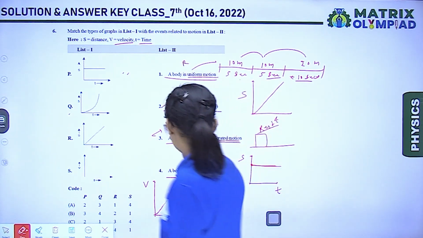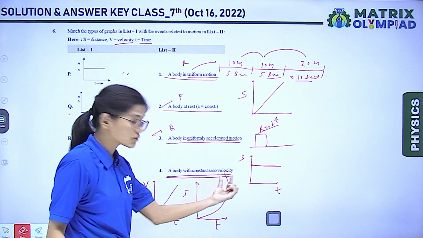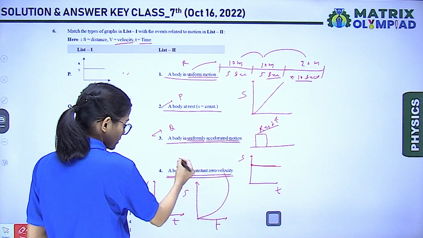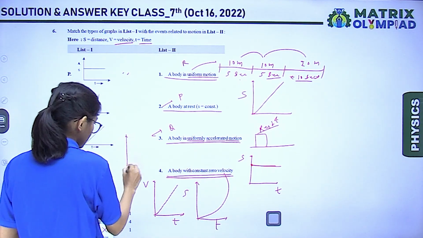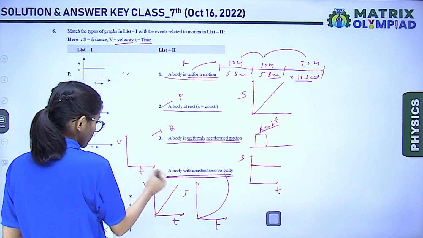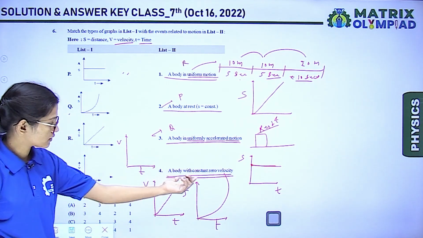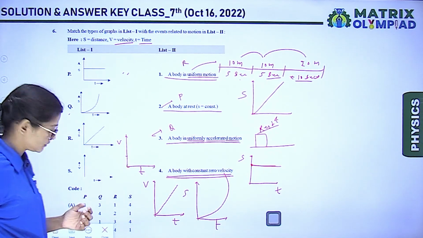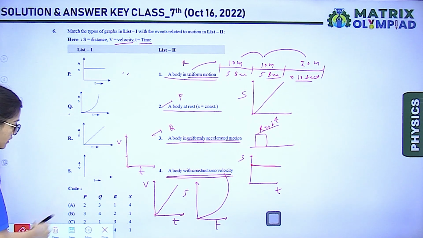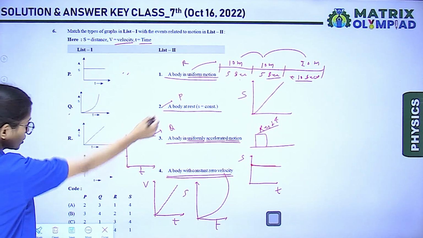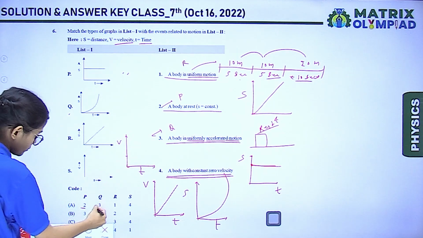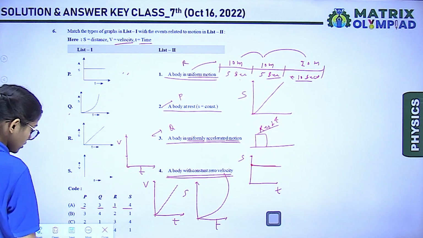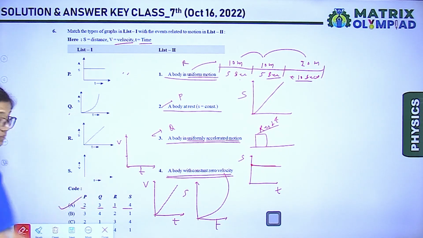And the body with constant zero velocity has no motion, which means the velocity of that object is zero. If this is velocity and this is time, there will be no line to represent the body with constant zero velocity. Velocity will be zero. Get my point? Now see which option will be correct. P goes for 2, Q goes for 3, R goes for 1, and S for 4. So for this question, our A option will be correct.